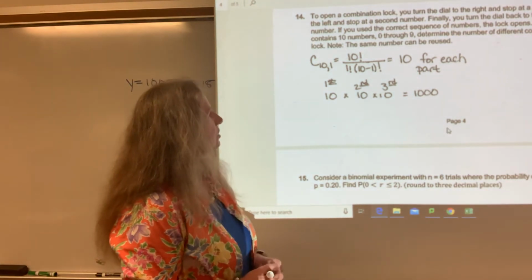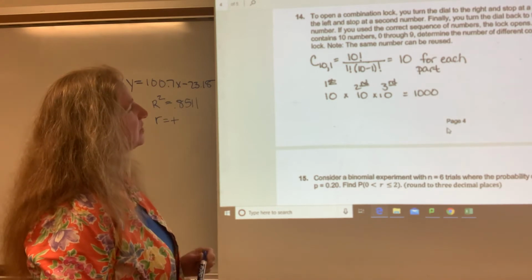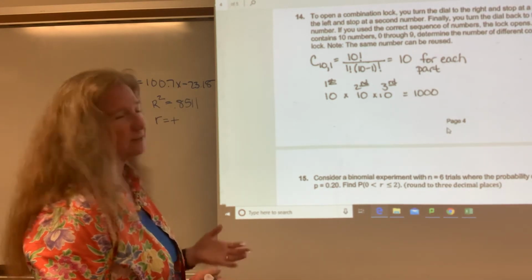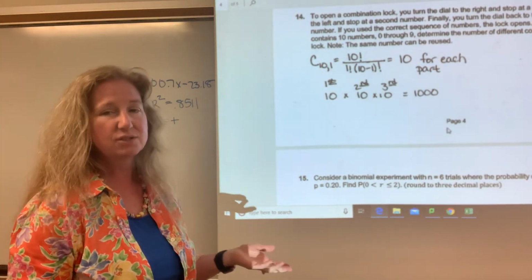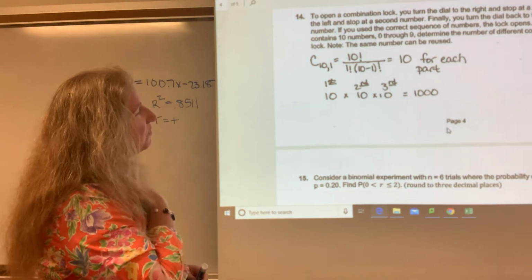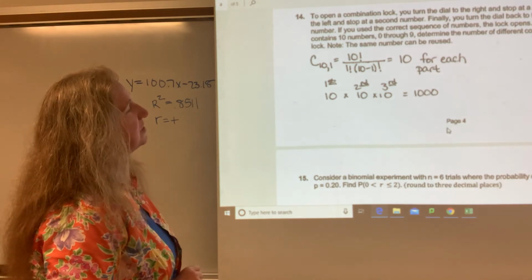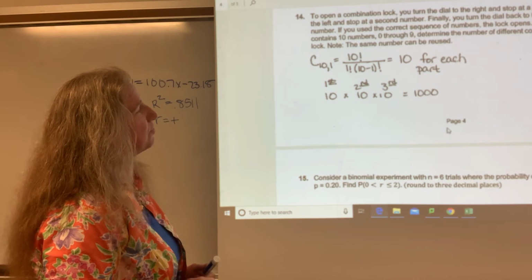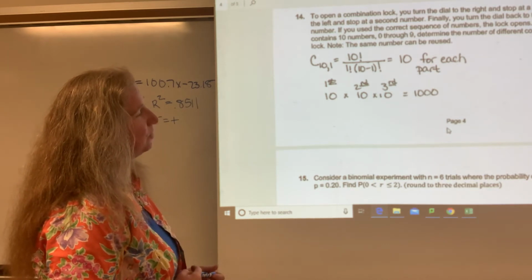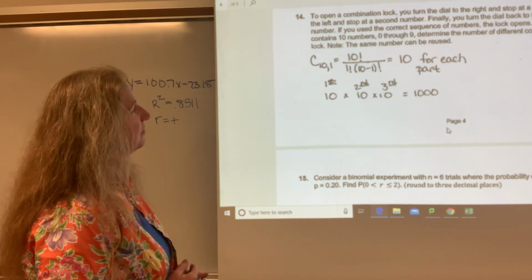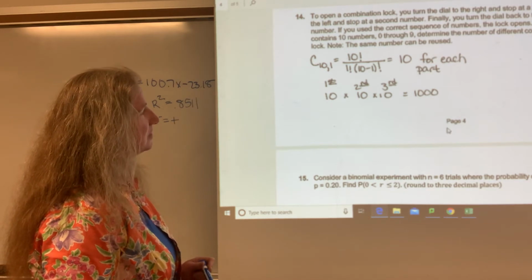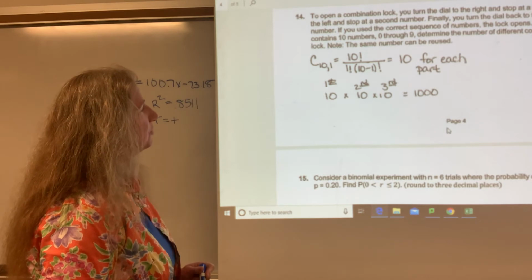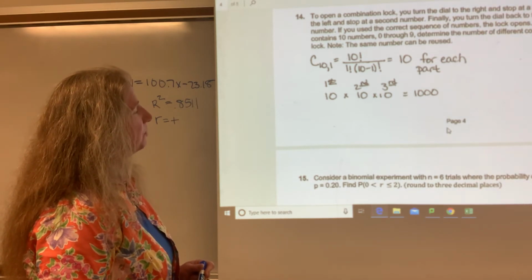All right, so to open a combination lock, you turn the dial to the right and stop at a number, then you turn it to the left and stop it. You know, this is like your locker in your high school or middle school or whatever. Finally, you turn the dial back to the right and stop at a third number. If you use the correct sequence of numbers, the lock opens. If the dial of the lock contains 10 numbers, 0 through 9, determine the different combinations possible for the lock. Note the same number can be reused.